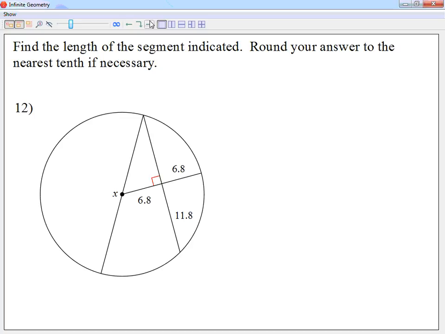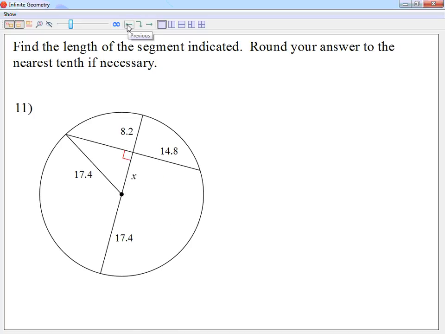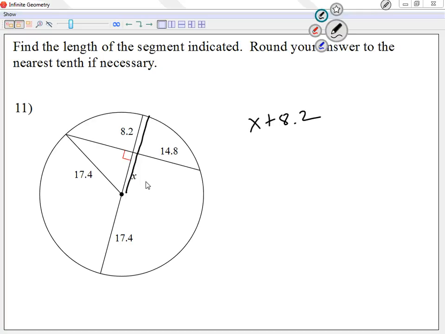Let me skip a little bit. Let me take a look at question number 11. Remember, I'm thinking of a radius is equal to another radius. Looking at x, I know x is not a radius. It's part of a radius. The radius in this case is all this. So the radius in this case is x plus 8.2. That's what makes the whole radius.